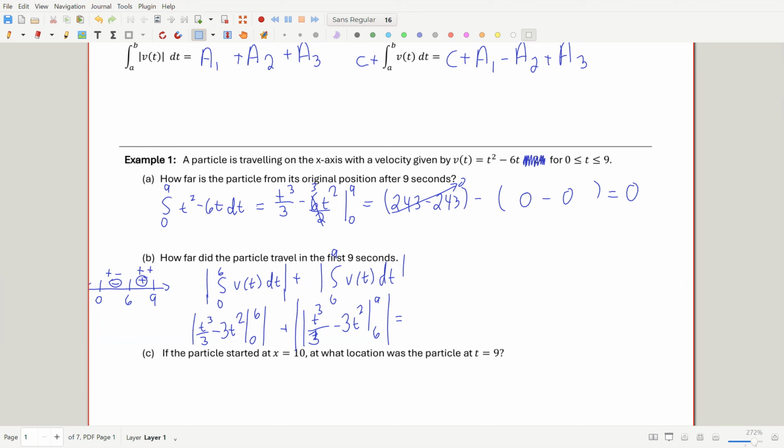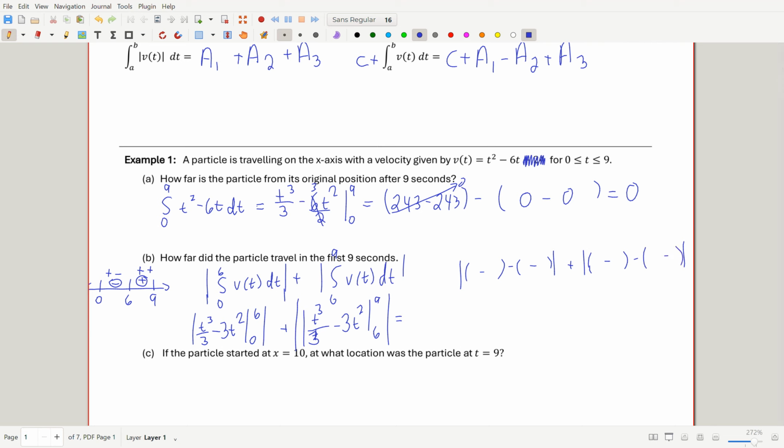So let's see. We had a new thing to figure out. We've got to evaluate it at 6, but we're going to do that twice. So we've got two absolute values being added, and inside each absolute value there should be a 2-term expression being subtracted. So we'll do that twice. One of them is just going to have zeros in it, though. Boom, minus, boom, minus.